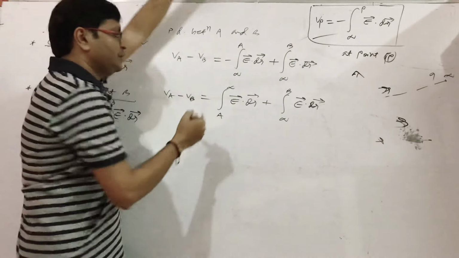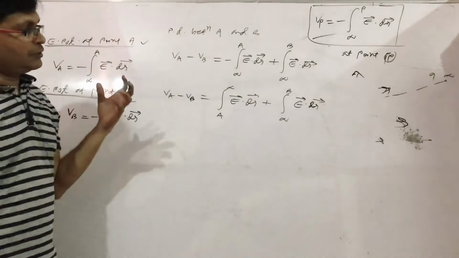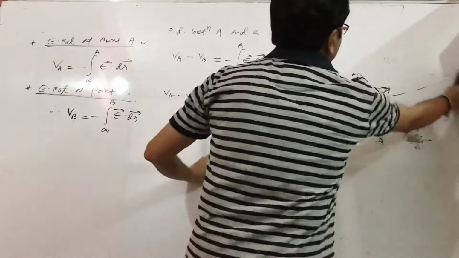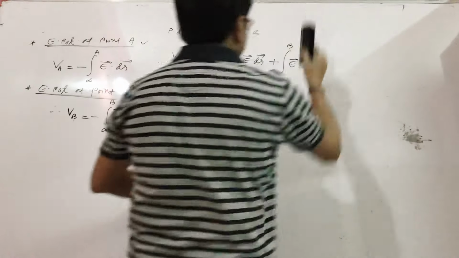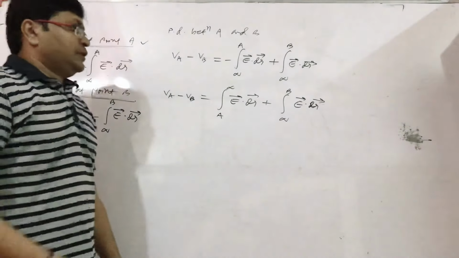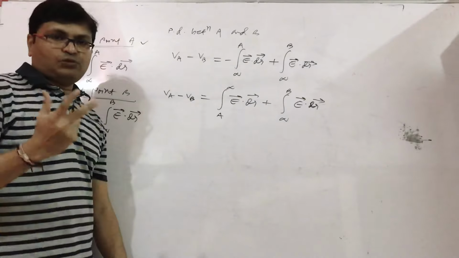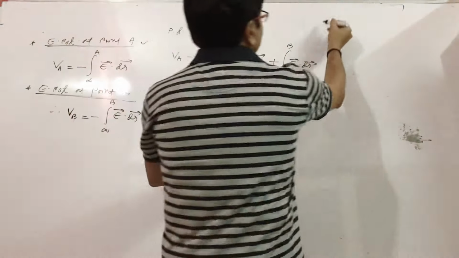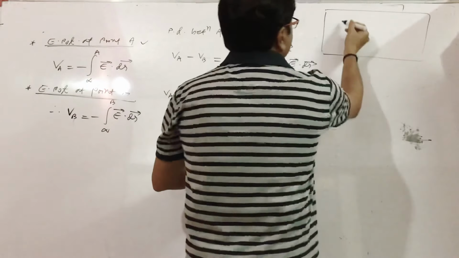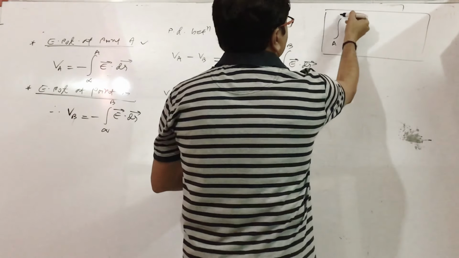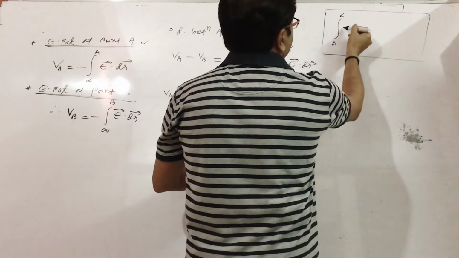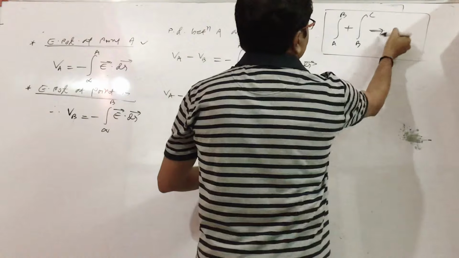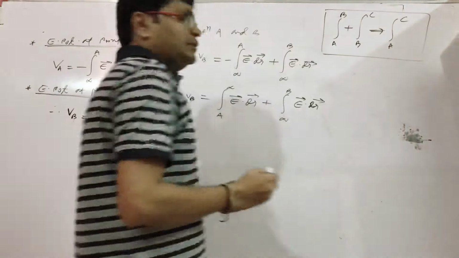Now B group students, be careful, because now we have to apply the concept of integration. There are two types of integration, infinite and finite. For finite integration, there is one formula: A to B plus B to C gives A to C. This is the formula.